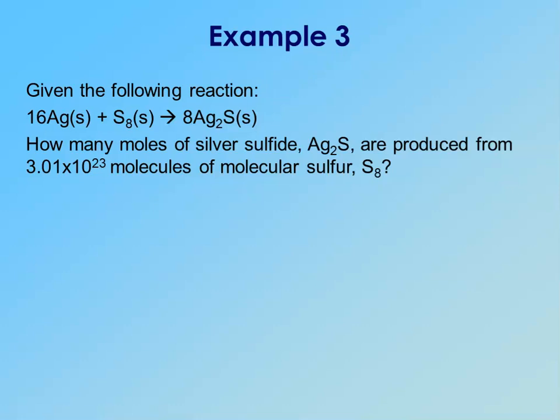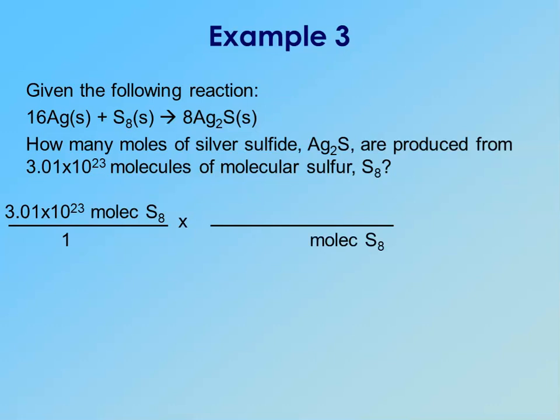I start with what I'm given, the 3.01 times 10 to the 23rd molecules of S8. Because that's what I'm starting with, that's what I want to cancel out, so it goes in my denominator. I'm trying to find out about moles of silver sulfide, so that's going to go in my numerator. We said back with our mole bridge that 1 mole of any substance is going to be equal to Avogadro's number of particles, which molecules is one of those, atoms, ions, molecules, formula units. Avogadro's number is going to go in front of molecules for S8, and because everything's defined in terms of 1 mole, 1's going to go in front of moles of Ag2S.